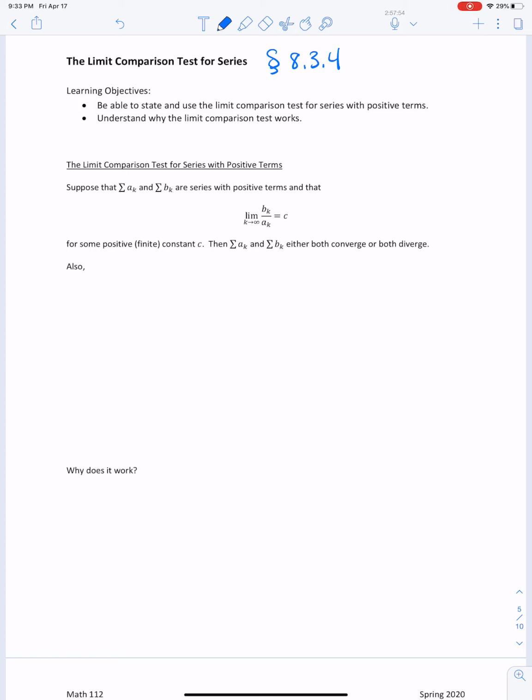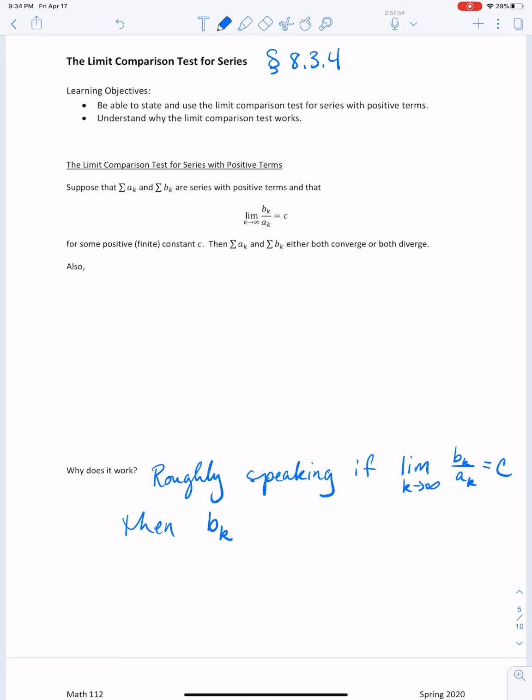I'll just say a word or two about why that is. Roughly speaking, what we're saying is that if the limit as k goes to infinity of bk over ak is equal to c, then the terms bk behave similar to the terms c times ak.